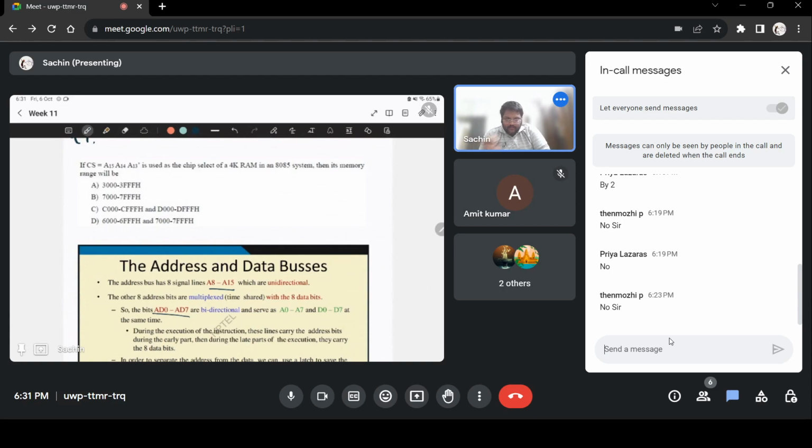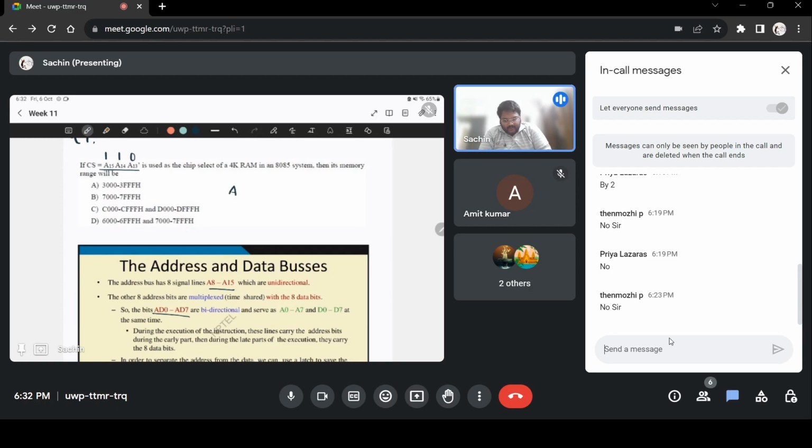You don't know? See, these 3 bits will select the chip. Suppose your chip is selected, then what does that mean? It means these 3 should be 110, right? A15, A14, A13 should be 110. Only then the chip will be selected.